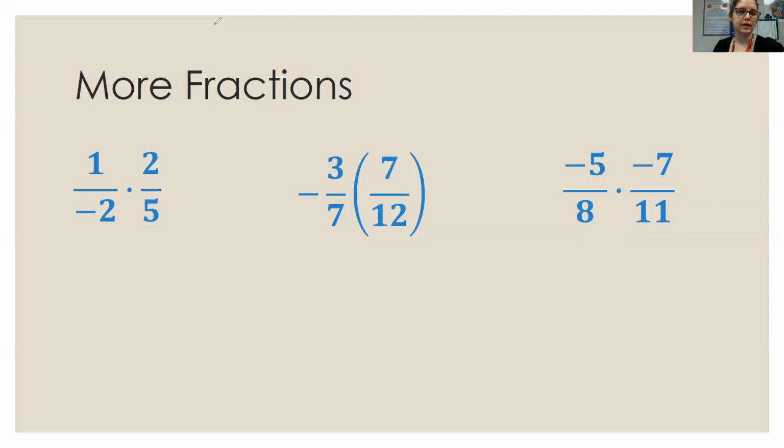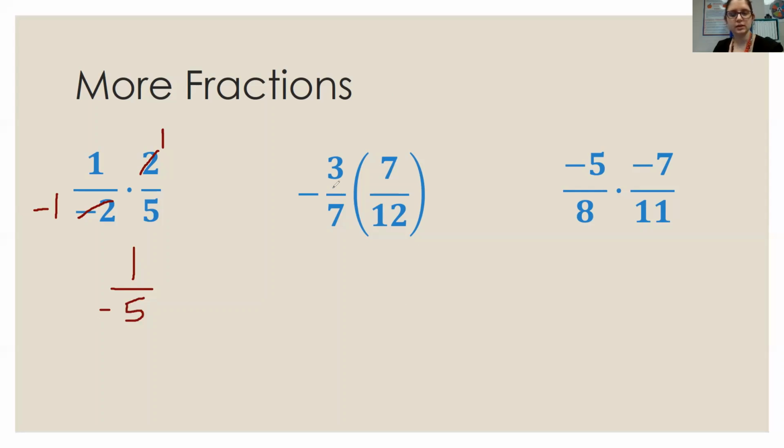So let's look at this first problem, 1 over negative 2 times 2 over 5. Okay, I can see I have a 2 and a 2, 1 in my numerator, 1 in my denominator, so I'm going to cancel. 2 divided by 2 is 1. Negative 2 divided by 2 is a negative 1. Now I'm ready to multiply. 1 times 1 is 1. Negative 1 times 5 is negative 5.